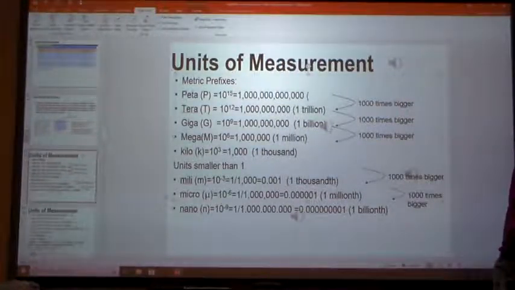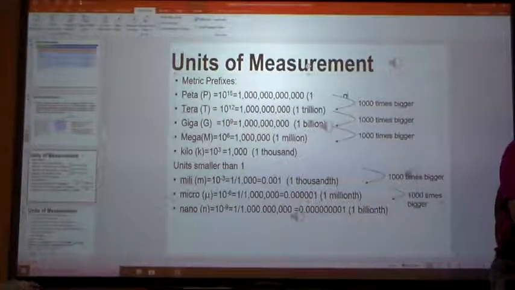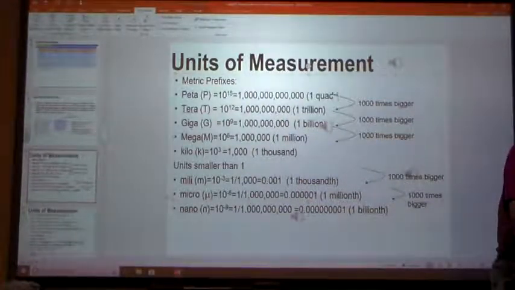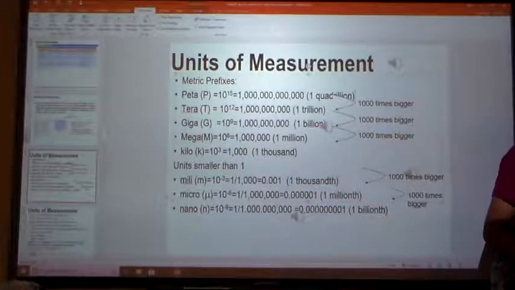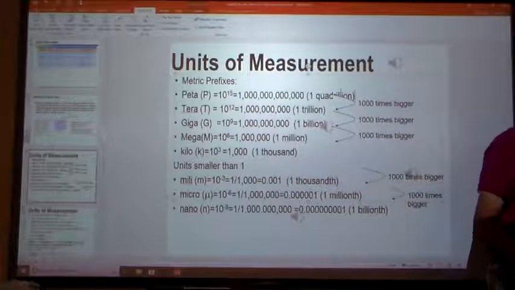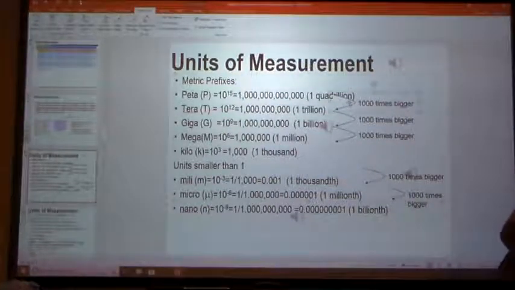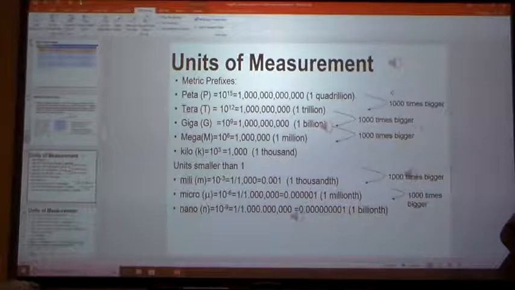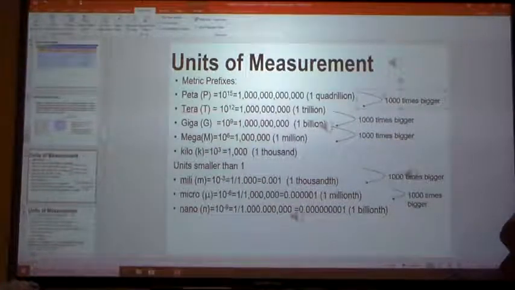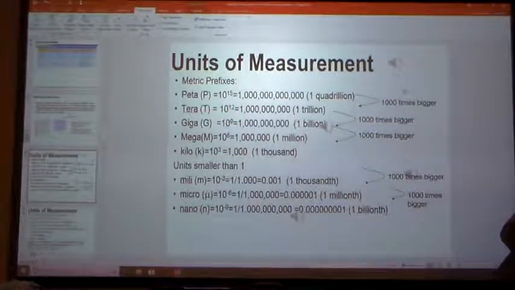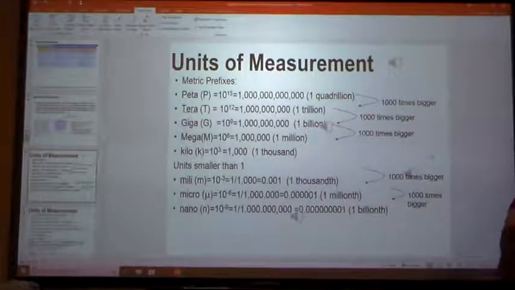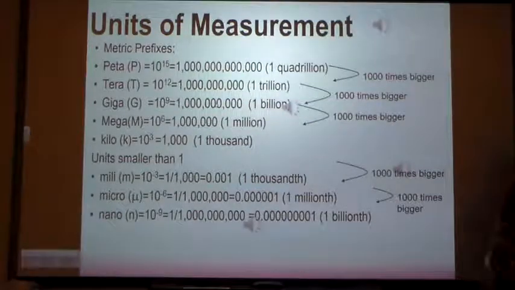So that's 1 quadrillion, 10 to the power 15. I made a very bad mistake here, sorry about that. All right, there we go. Peta is actually 10 to the power 15. So I made the correction.